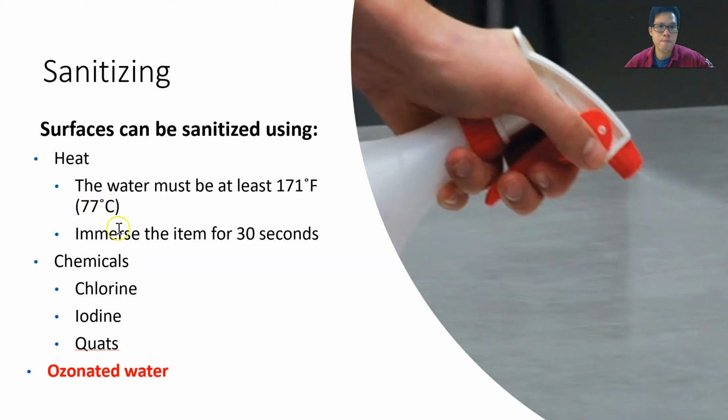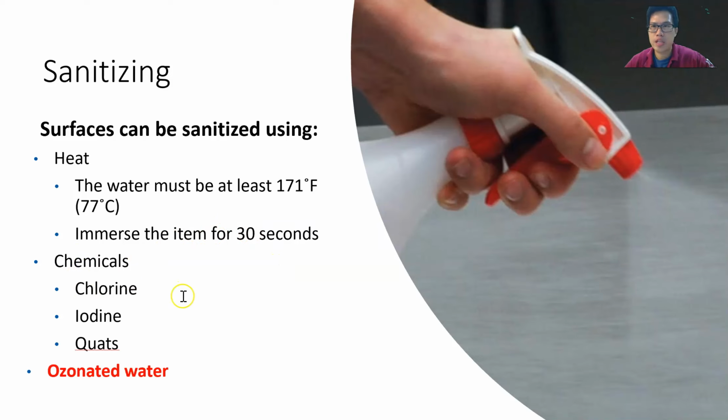That's good. If you're using heat, you must allow enough time for it to kill the microorganisms. For example, immerse the item or spray the surface for at least 30 seconds. Time is very important.